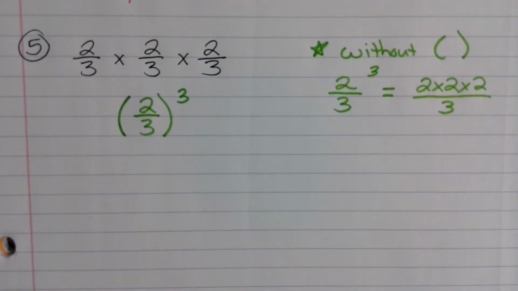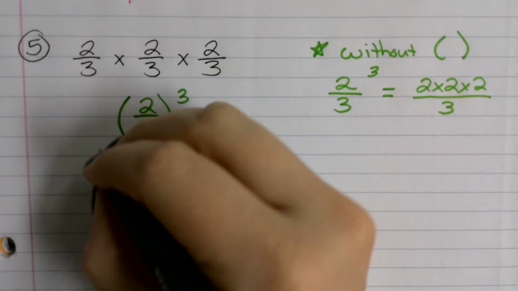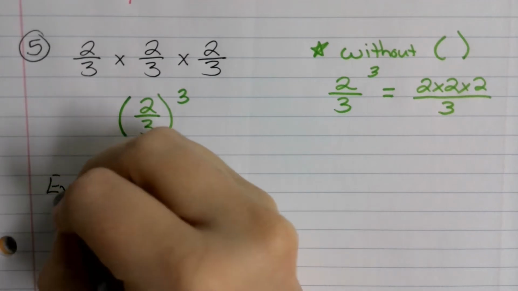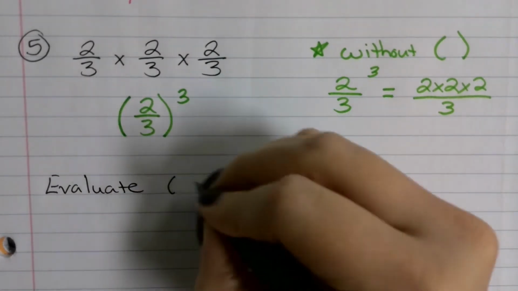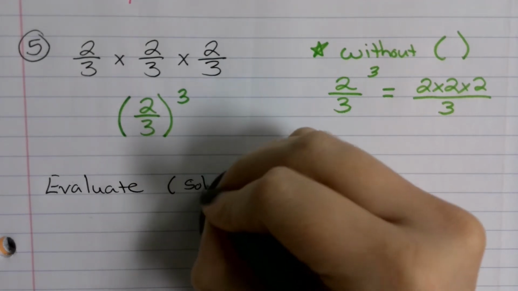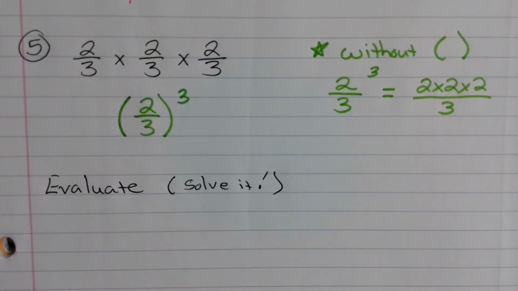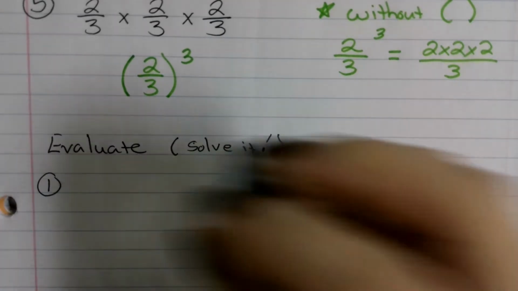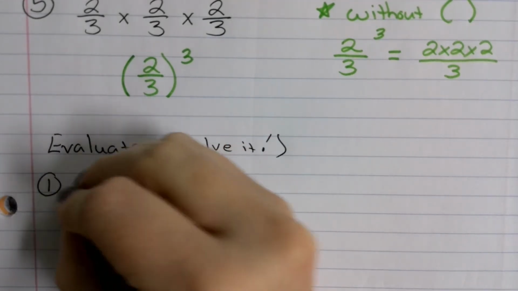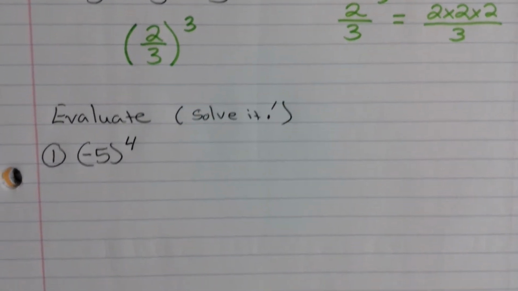Okay? Then you're going to have some problems in which you're going to need to evaluate. Evaluate meaning basically solve it. Okay? That's just another way of saying work it all the way out until you get a final answer. Not just rewrite it, but work it out. So if I were to give you -5 in parentheses to the 4th power, what would that equal?